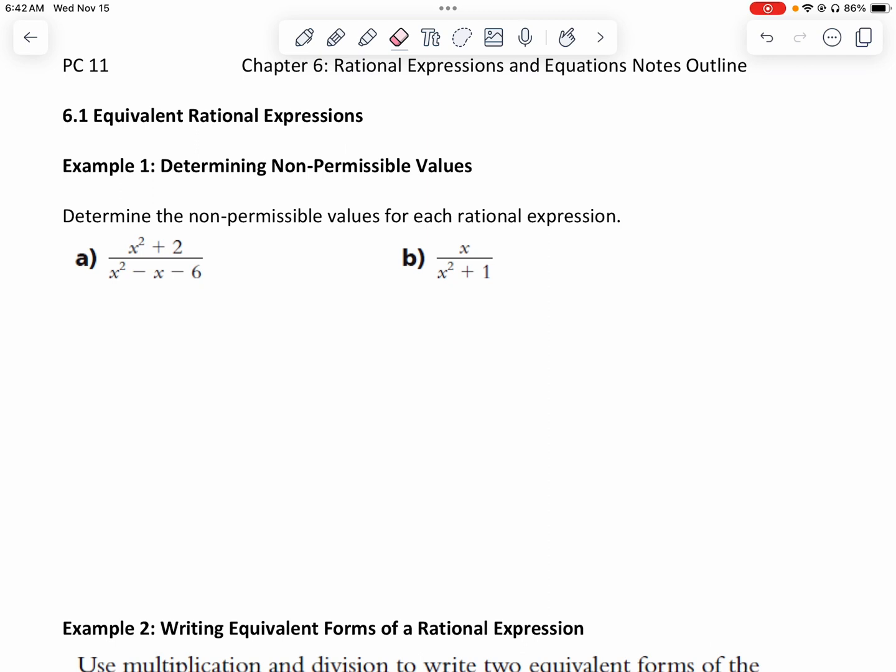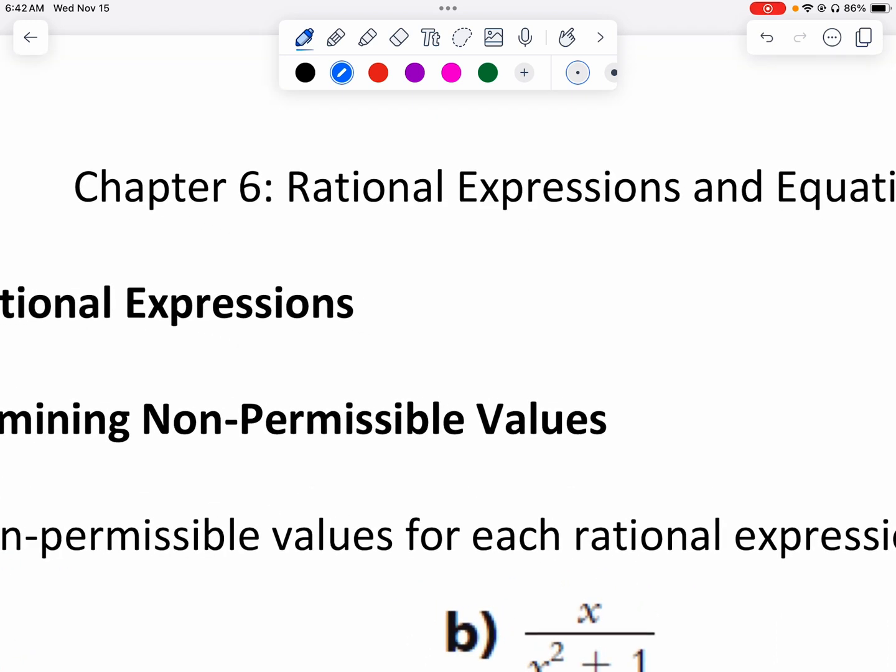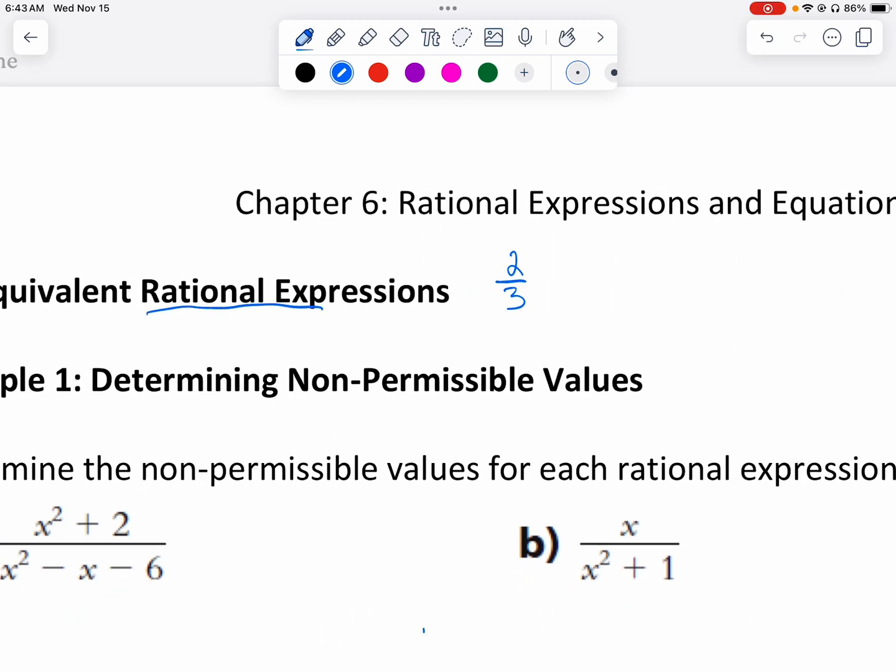So 6.1 is equivalent rational expressions. Equivalent rational expressions is actually just a fancy term for fractions or equivalent fractions. So really, this 2 over 3 is a rational expression. It's a rational expression because any rational number is defined as a over b. So as soon as I can write anything as a fraction, it's a rational number.